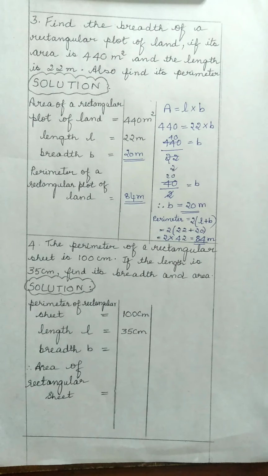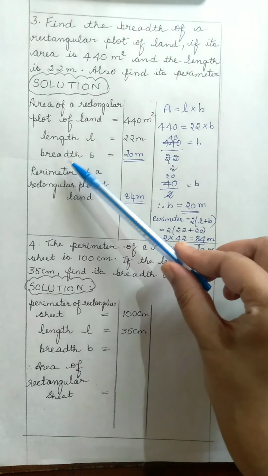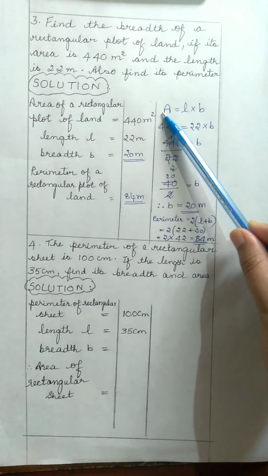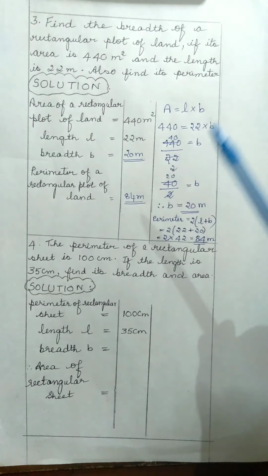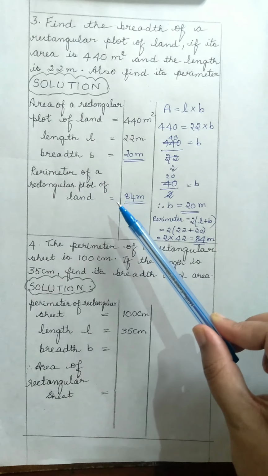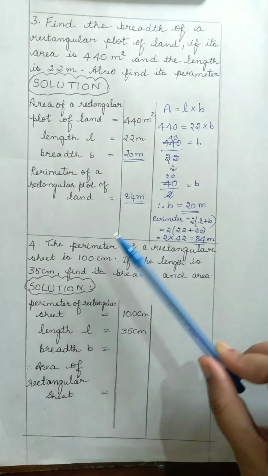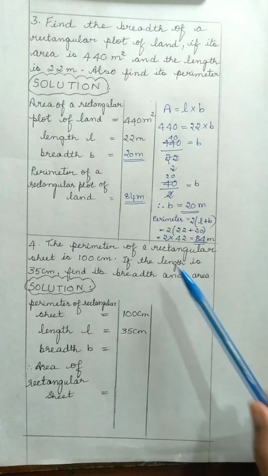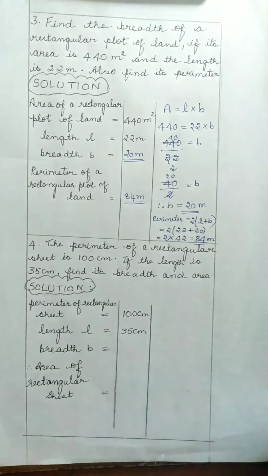Therefore, children, in the third problem, the breadth measurement is equal to 20 meter, in which we have applied the formula area is equal to length into breadth. Then the perimeter value is equal to 84 meter. We have used the formula perimeter is equal to 2 into L plus B, and this is the method to solve the third problem.